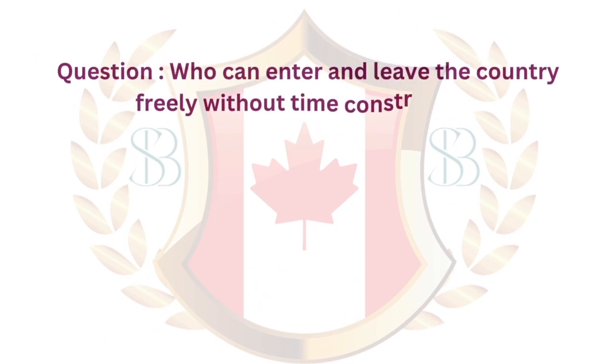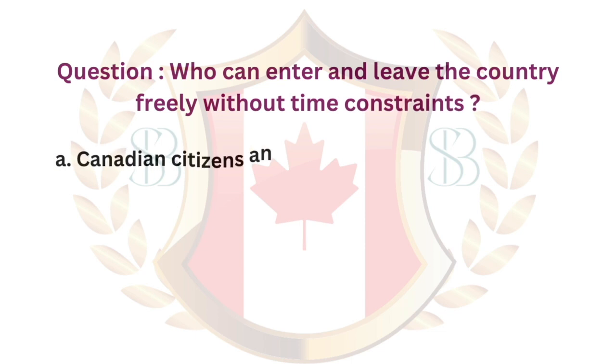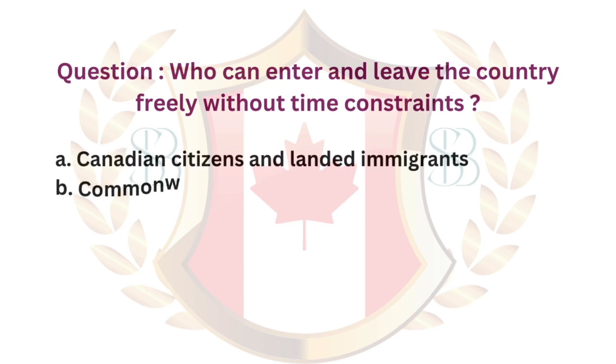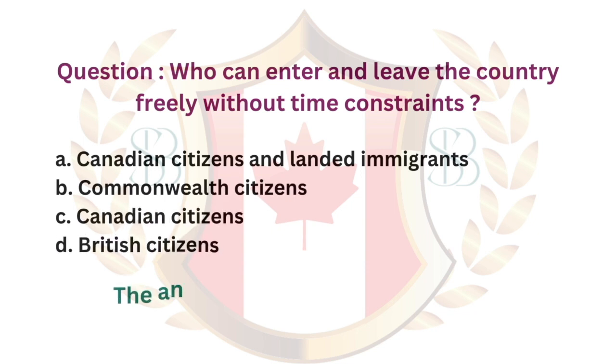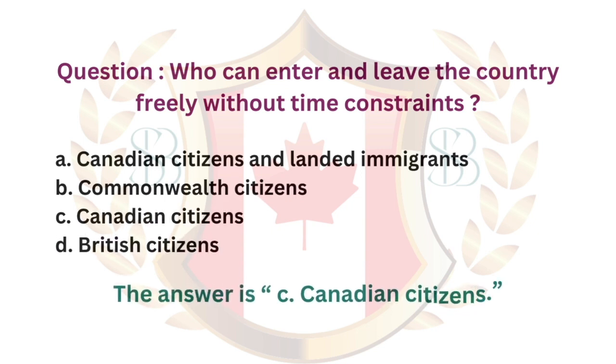Question. Who can enter and leave the country freely without time constraints? A. Canadian citizens and landed immigrants. B. Commonwealth citizens. C. Canadian citizens. D. British citizens. The answer is C. Canadian citizens.